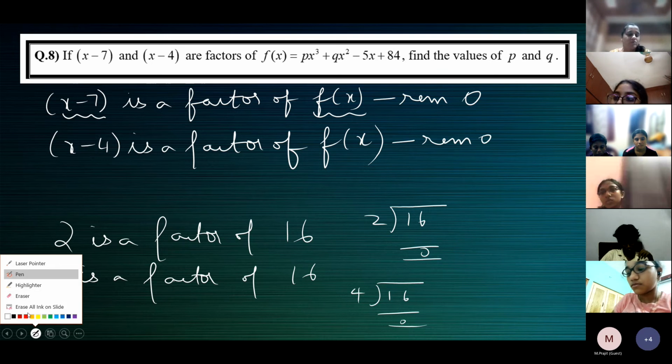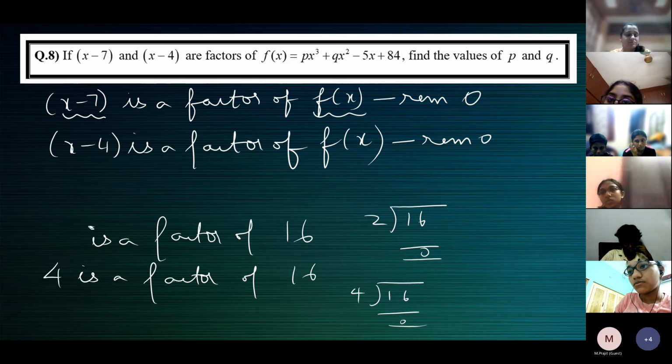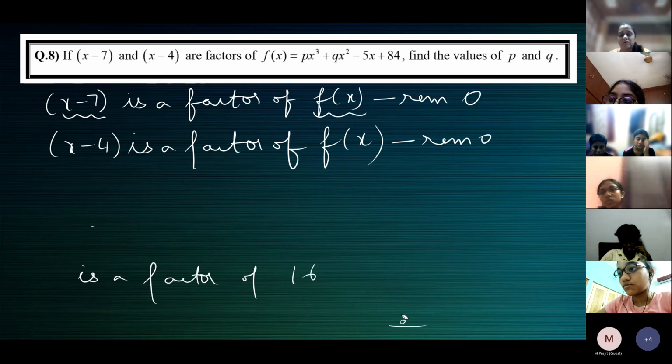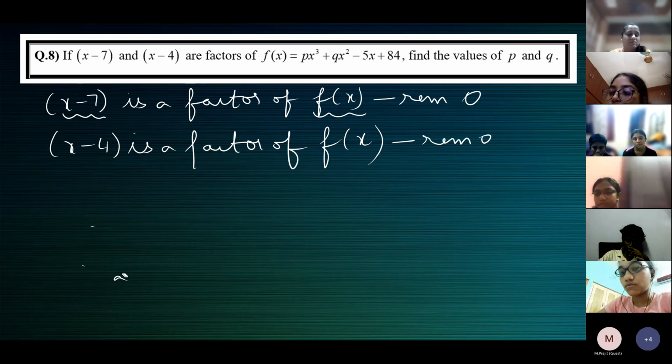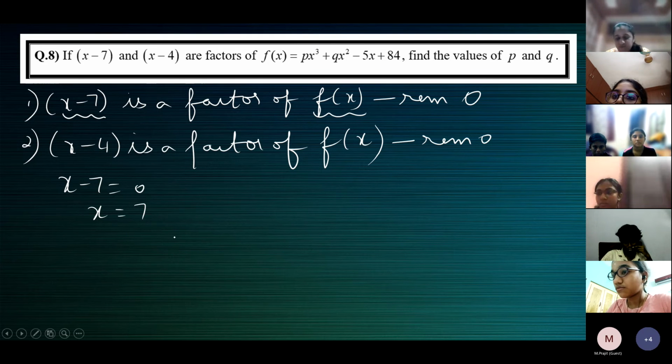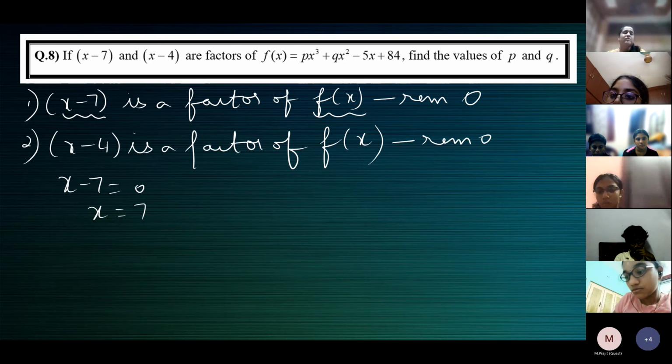So now, how do you write that condition? You need to write the condition. Only then, using the condition, you can continue with the steps ahead. So what is the condition for the first one? Equate x minus 7 to 0 and get the value of x. X is 7. Always equate the divisor to 0. So x minus 7 is equal to 0, x is equal to 7.